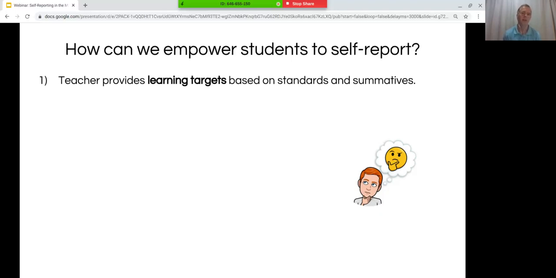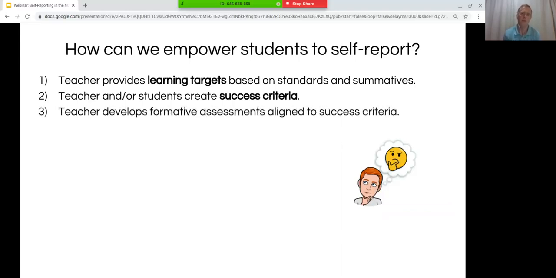The teacher's going to provide learning targets based on the standards and the summatives. Do this at the beginning of your chapter, your unit, and at the beginning of your lessons. The same thing with success criteria. If this is new to you, develop the success criteria yourself. But once you get better at it, there's no reason why you can't have students help you develop it. Work through a project and say, hey guys, what do you think success would look like on this? They develop it with you and they get a little more skin in the game.